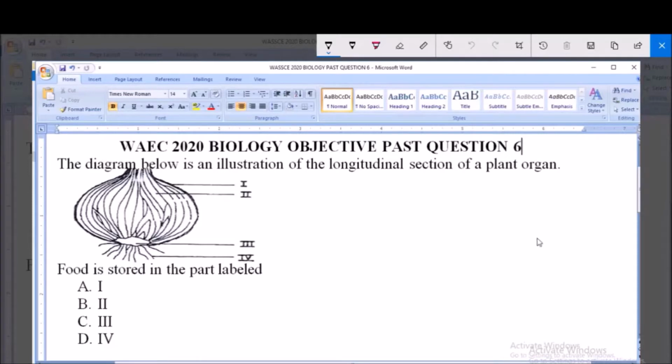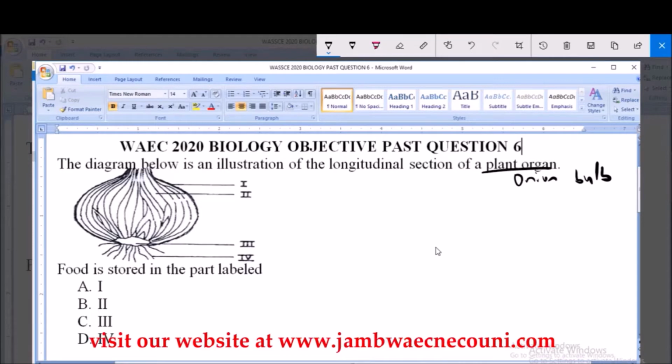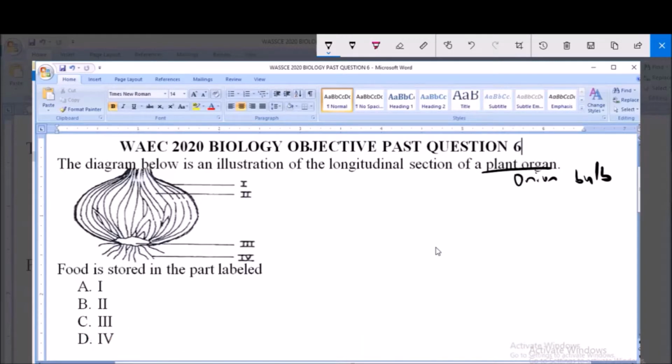Hello and welcome. I'm going to be answering WAEC 2020 Biology Objective Past Question 6. You have a diagram below, which is a longitudinal section of a plant organ. And the plant organ you have here is an onion bulb. So you have 4 labeled parts, and then you are asked food is stored in the part labeled A. 1, B. 2, C. 3, D. 4.